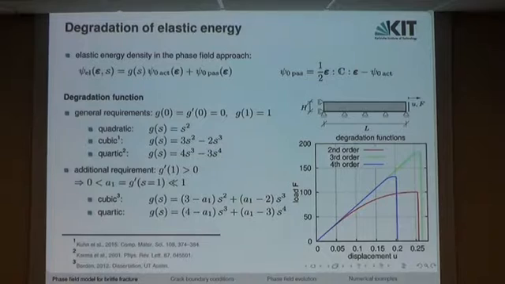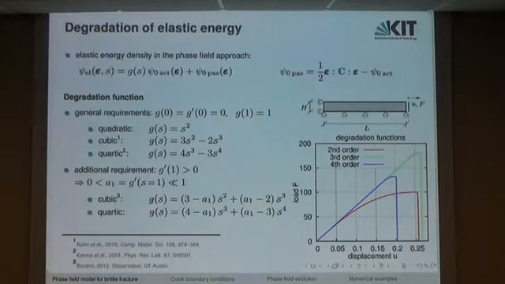The elastic energy density can be decomposed into two parts. One part is degraded by degradation function g. This part here is called active, and the other part only depends on the strain. This part is called passive. The sum of both parts is equal to the linear elastic energy in the undamaged state. There are several possibilities to construct this degradation function, which has to fulfill some general requirements.